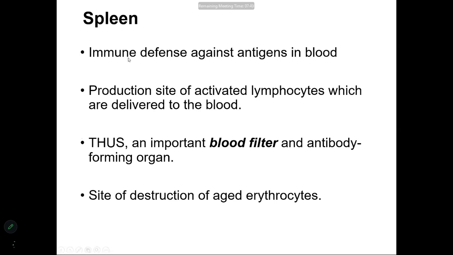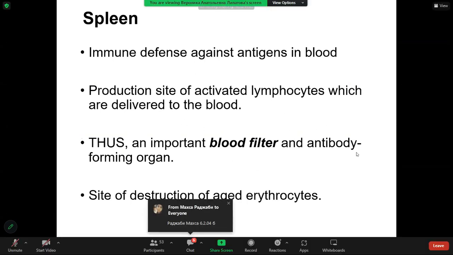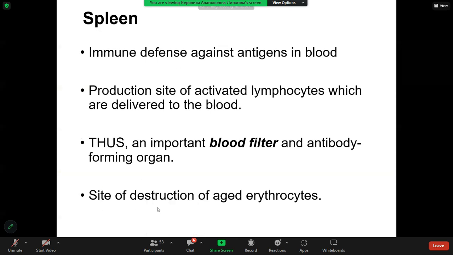Spleen provides immune defense against antigen in blood. Production site of activated lymphocyte delivered to the blood, and this is important blood filter. Main function is filter of blood and as well immune response, because this is peripheral organ of immune system. And also this is site of destruction of aged erythrocytes.